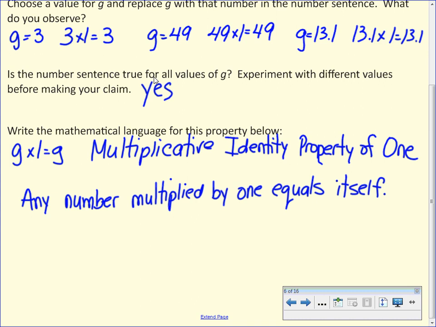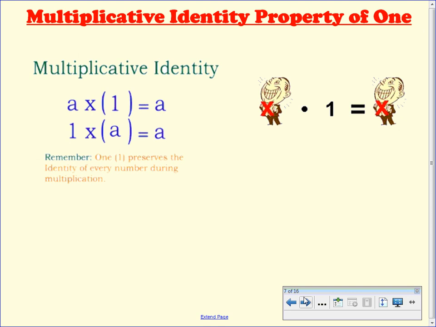So far, so good? Any questions so far? Does this sound a little familiar? You've discussed these properties before. But not only are we looking at the properties, we're realizing we could replace a letter with a number, as long as that number is the same every time you see that letter. So to summarize, the multiplicative identity property of 1 means multiplying by 1 preserves the identity of that number. So no matter what number is A, we get A back when we multiply by 1.